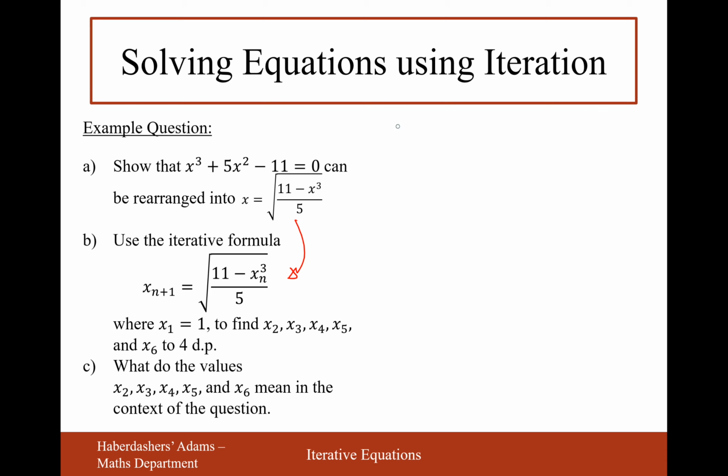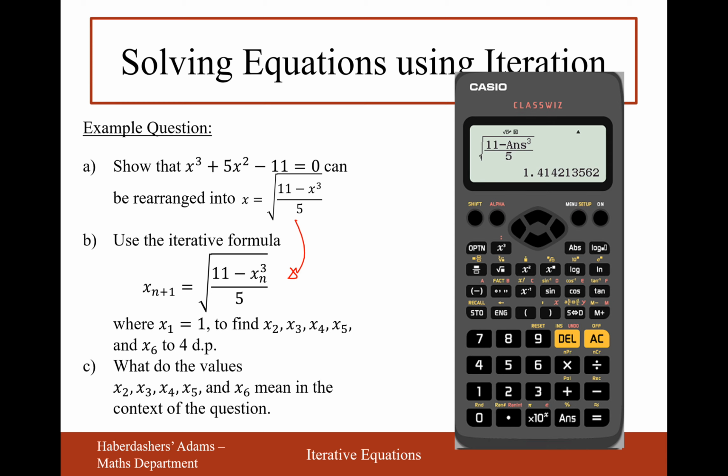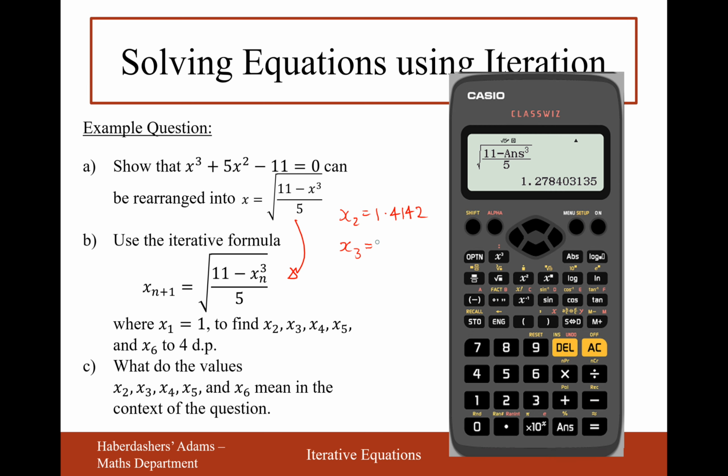So let's now get started on part B. So into your formula will go the first term, which in this case is 1. And then I'm going to write out the formula into the calculator, but I'm going to use the answer button where the xn appears. So the second term in this sequence will go 1.4142. It looks like the square root of 2 to me. That's fine if you wrote that down as your answer. Don't change anything on your calculator screen, just press the equals button again.